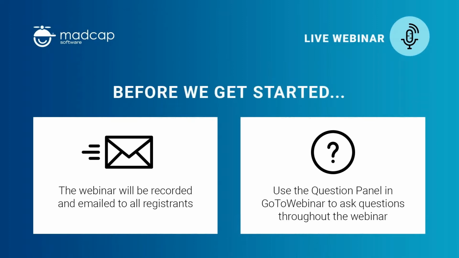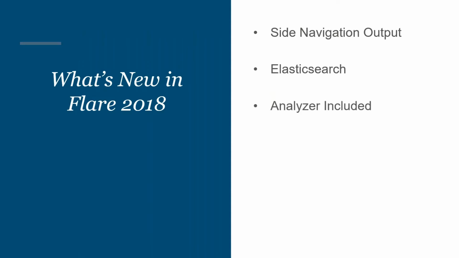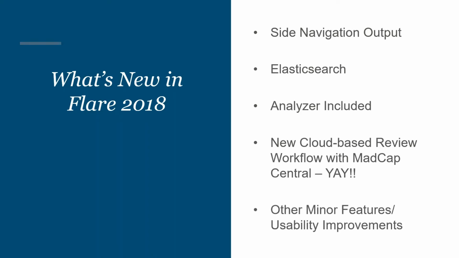So let's go ahead and jump right in. I just want to run through a quick agenda in terms of what we're going to cover today. I'm going to list out these things, and then we're going to take a look at them in more detail. So we're going to talk about the new side navigation output in Flare 2018. We're going to also talk about Elasticsearch, and we'll take a look at what that looks like and feels like. Analyzer's now folded into Flare, so we're going to touch on that. Our new cloud-based review workflow with MadCap Central, really excited to run through that with everybody. And then if time permits, I'll touch on a few other minor features and usability improvements. So that's what we're going to cover today.